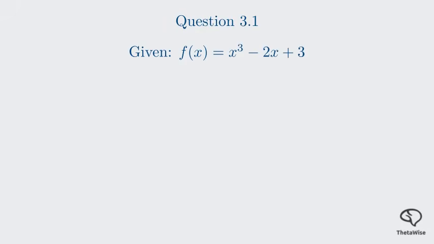Let's get started with the first part. Our first task is to analyze the function given in question 3.1. The function is f of x equals x cubed minus 2x plus 3. In the first part, 3.1.1, we are asked to determine the coordinates of its turning points.